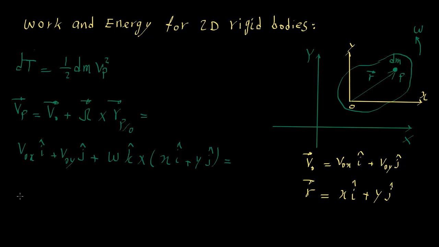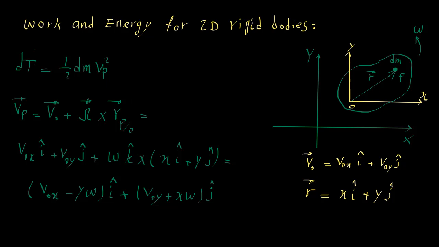So let's simplify this. I can write down this is equal to Vox, and for the i direction here, k cross j would be minus i, so I can say minus y omega in the i direction, plus Voy plus k cross i would be j, so here we have x omega in the j direction. And now we can substitute this quantity for Vp into this equation.